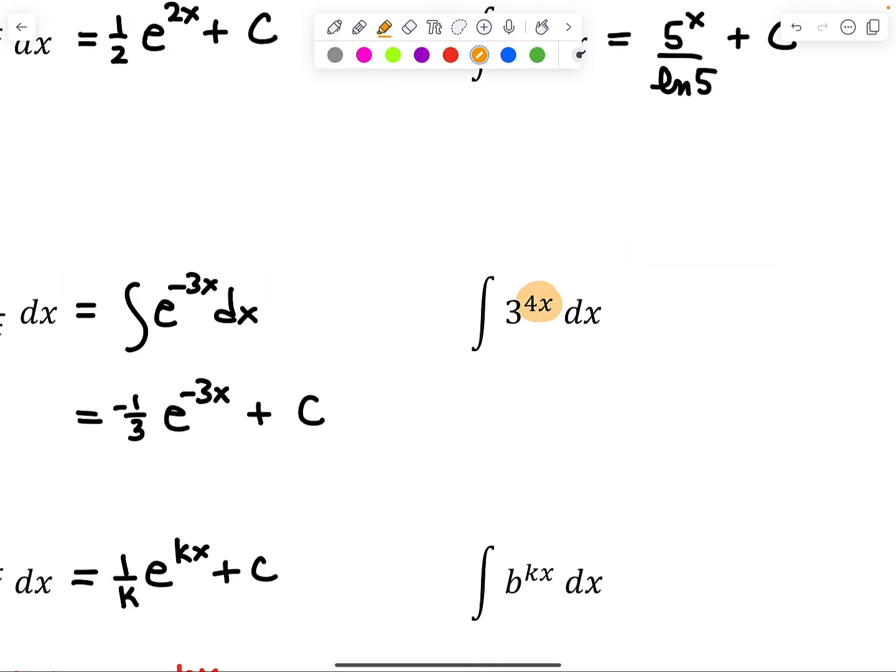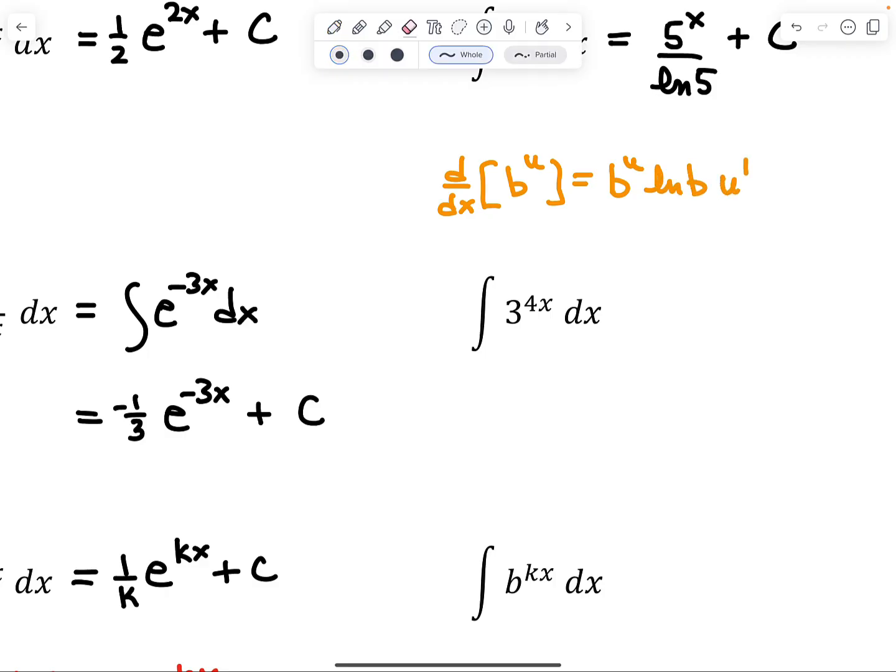Next example, we have a complication. We have an exponent that's not just x any longer. So recall that the derivative with respect to x of b to the u has 3 components: b to the u, natural log of b, and u prime. So specifically, when your u has the form kx, the derivative of kx is just k. So when you differentiate b to the kx, you get itself, and then times 2 constants. So the antiderivative will have to divide by both of those constants instead.